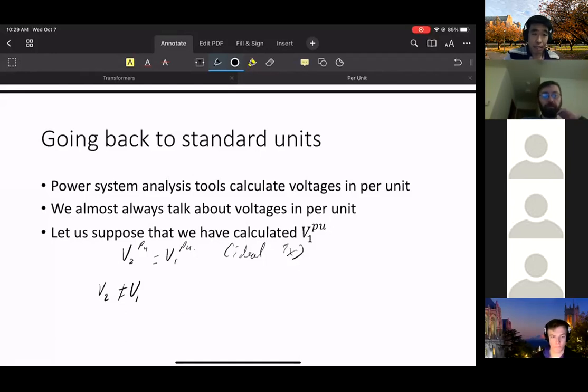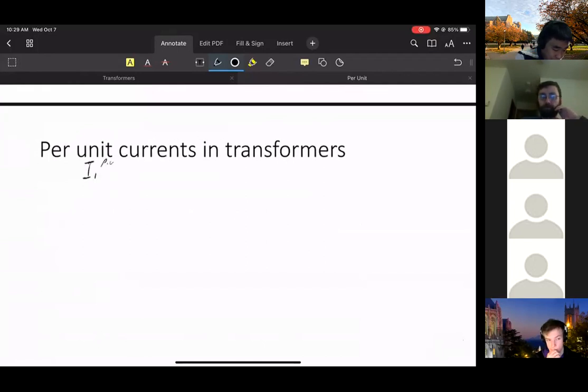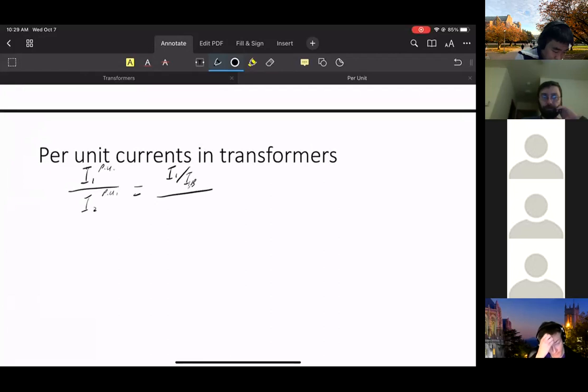Similarly, a nice thing occurs if you talk about current. As expected, for currents in your transformer, very nice things happen again. Let's look at the current ratio in per unit terms. So this is I1 over the base unit I choose for the one side, I2 over the base unit I choose.